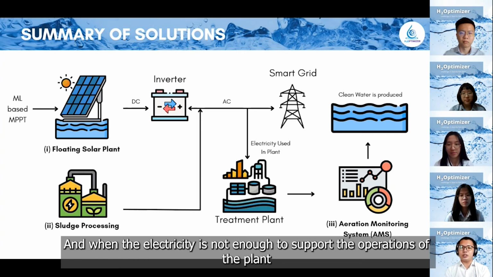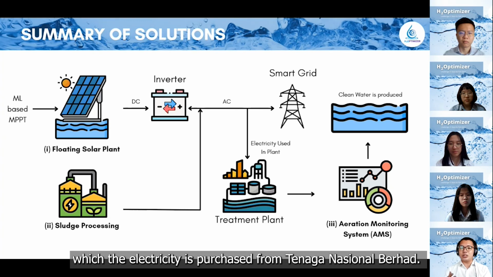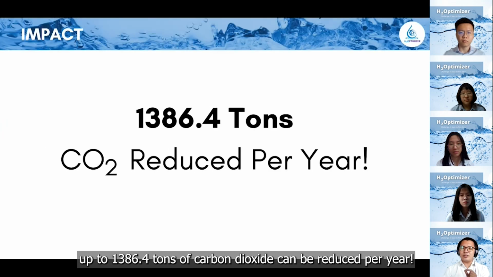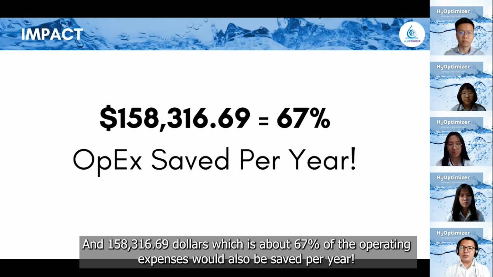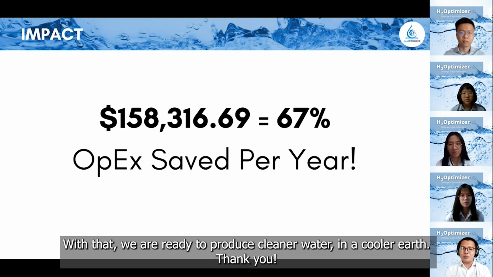And when the electricity is not enough to support the operation of the plant, it will draw electricity from the grid, which is purchased from Tenaga Nasional Berhad. And with all these solutions implemented, up to 1,386.4 tons of carbon dioxide can be reduced per year, and $158,000, which is about 67% of the operating expenses, would also be saved per year. And this surely brings a big impact to the community. And with that, we are ready to produce cleaner water in a cooler earth. Thank you.